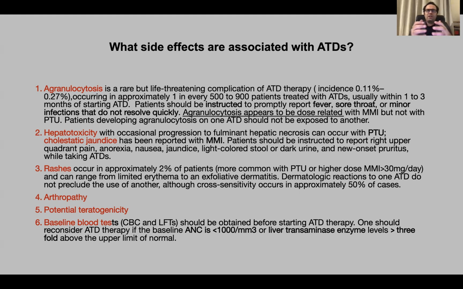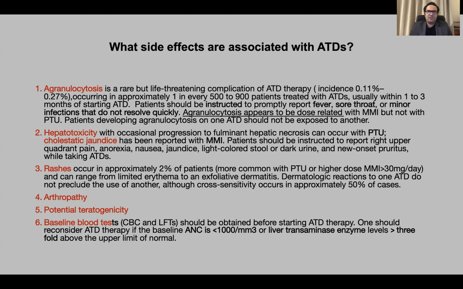Around 1 in every 500 to 900 patients treated with anti-thyroid drug usually develops it in the first to third month of therapy. And it is really dependent on the dose. If it is a high dose of carbimazole, the patient will have a high chance of developing agranulocytosis. So the patient should be instructed to promptly report any high-grade fever, sore throat, or any other infection that does not resolve, which basically means the patient's ANC, absolute neutrophil count, is less than 1,000.